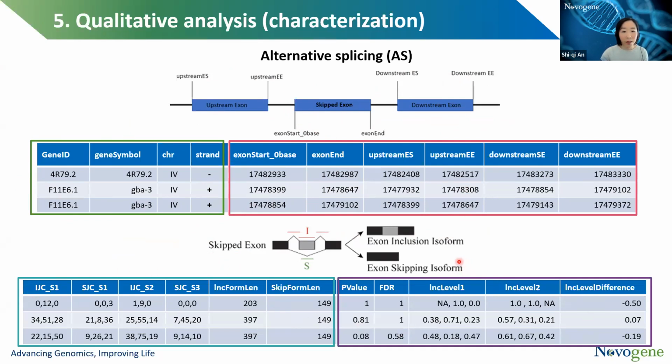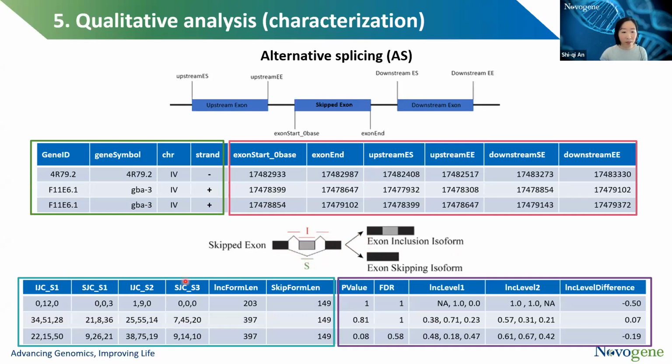The next part is more of a statistical analysis of the situation. For most cases, you're going to have two different types of isoforms. One type has the exon included, so it's the exon inclusion isoform. And then you potentially have another one, the excluded or skipped isoform.